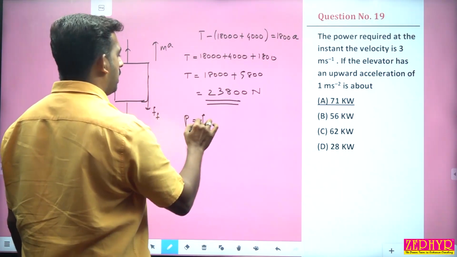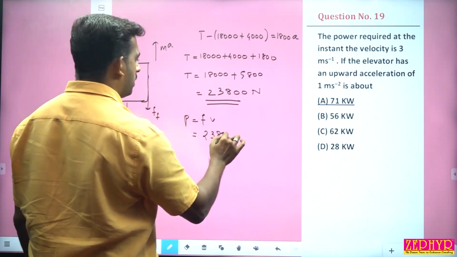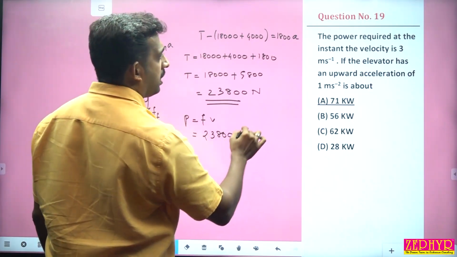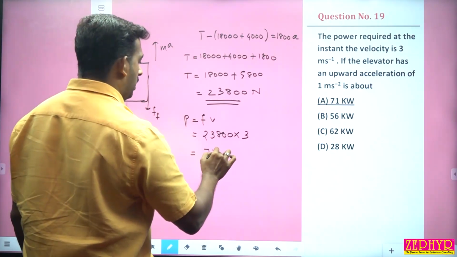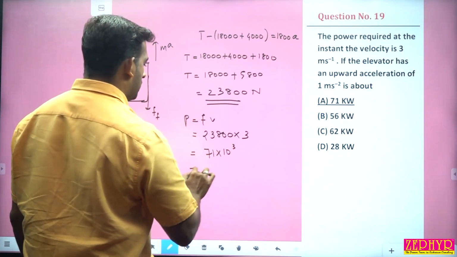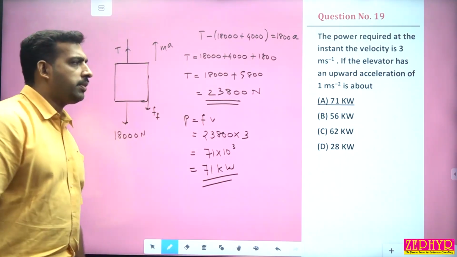P is equal to F into V. That is, F is tension T, 23,800, into velocity, 3 meter per second. So it is 71 into 10 to the power 3, that is 71 kilowatt. So the answer is option A, 71 kilowatt. Is it clear?